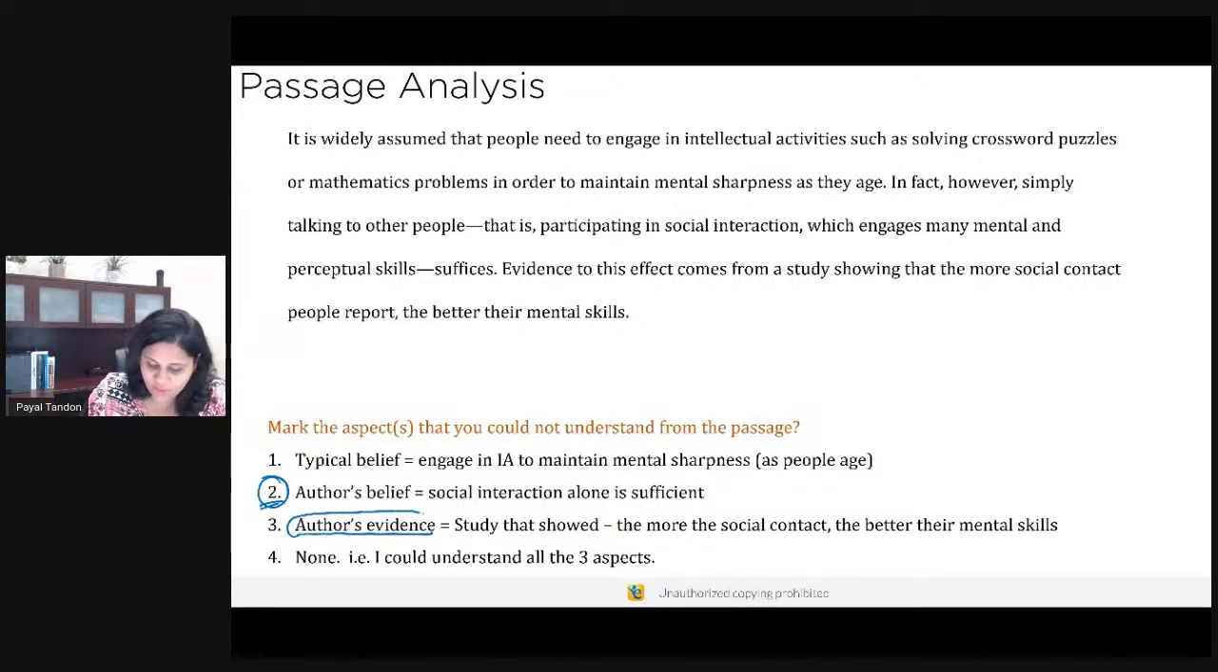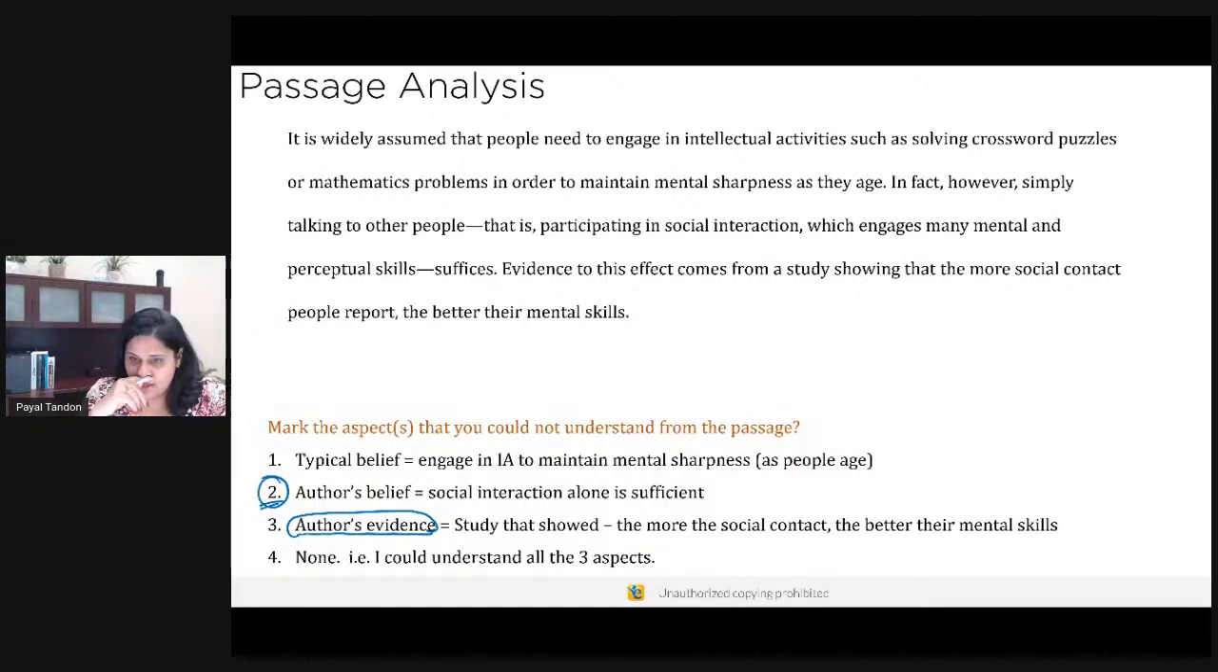So again and again, I'm going to show you, I want you to keep this in mind. It's really very important. The items which you're not able to get from passage analysis, I want you to make a note of these things, because then we're going to understand why it is that you were not able to get these items and what the corrective action for that is.